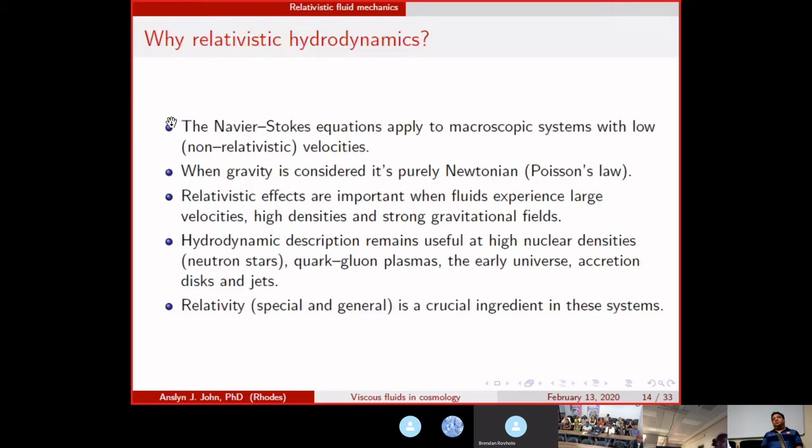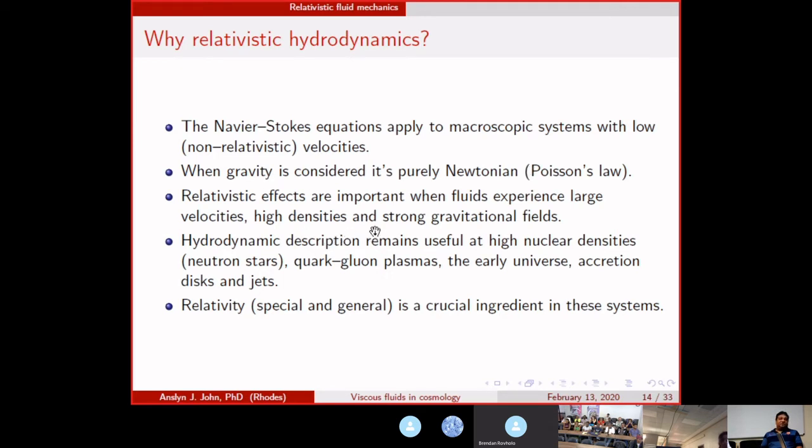Okay, so why would you need to go through a relativistic formulation? So the Navier-Stokes equations only apply to macroscopic systems with very low velocities, where v is much smaller than the speed of light. And when gravity is included in the traditional hydrodynamics equations, it's purely Newtonian, so your system can be closed with Poisson's law, for example. And we know that Newtonian gravity is inadequate at very large densities.